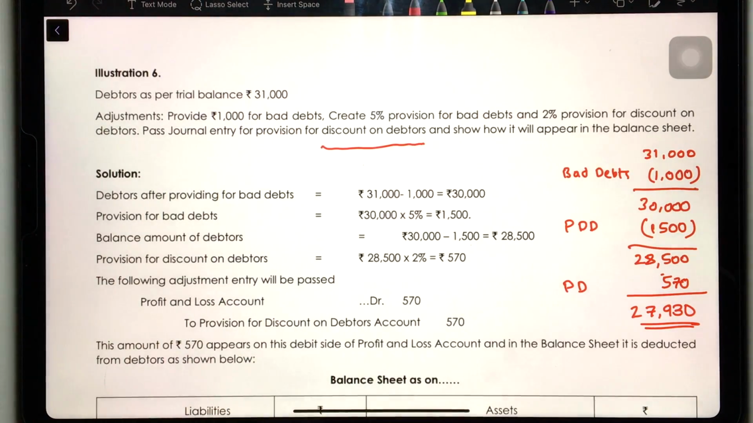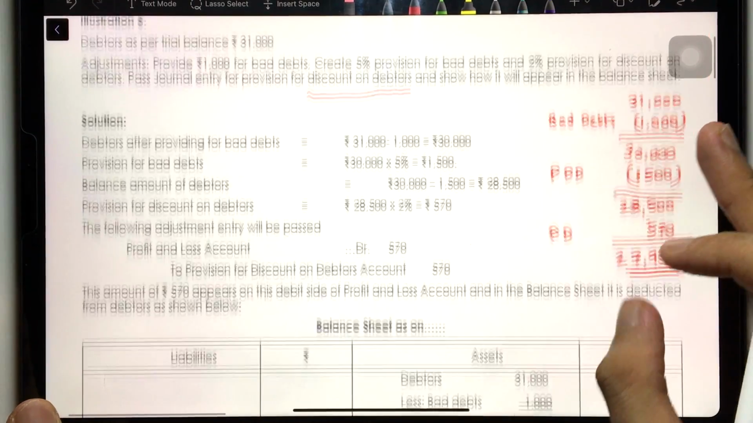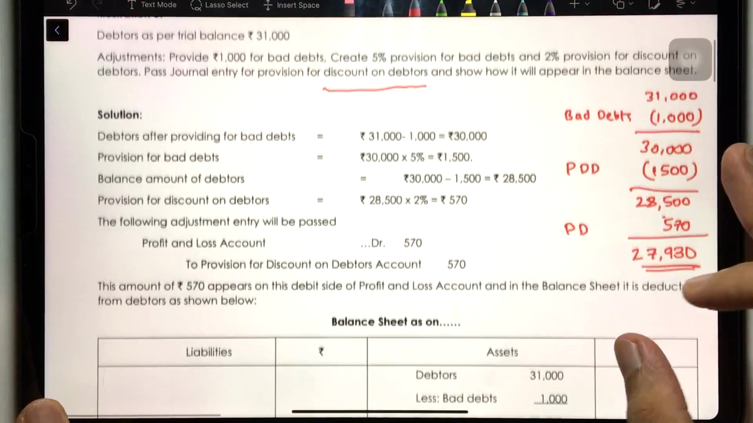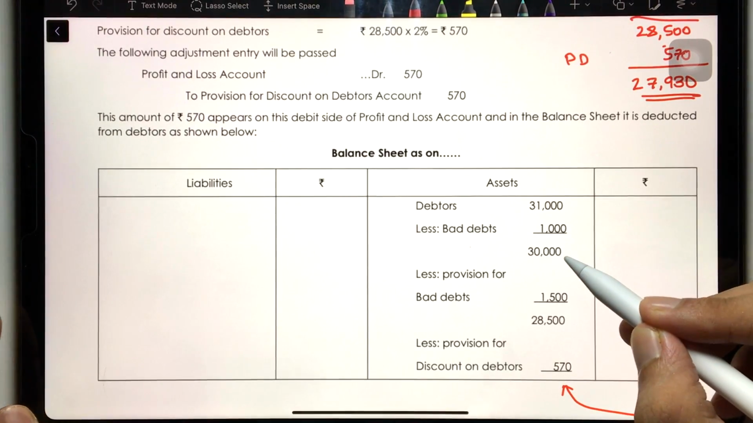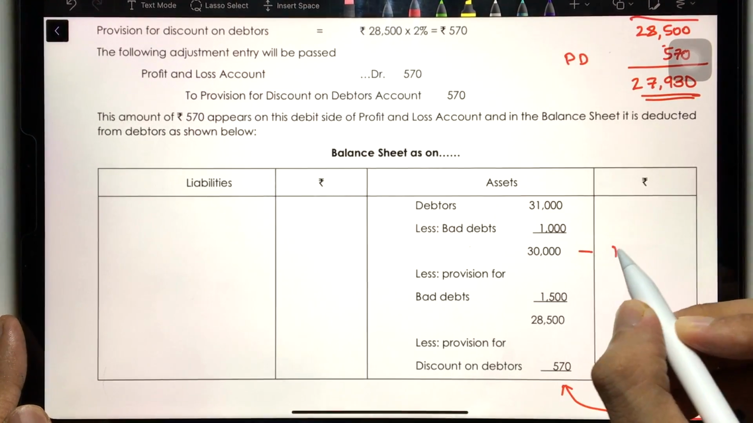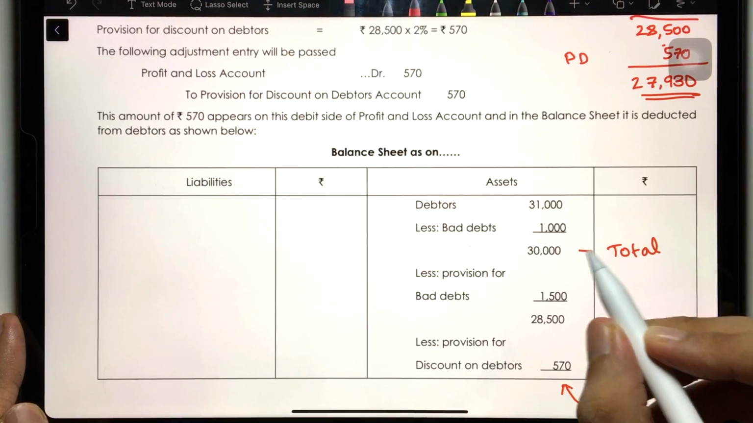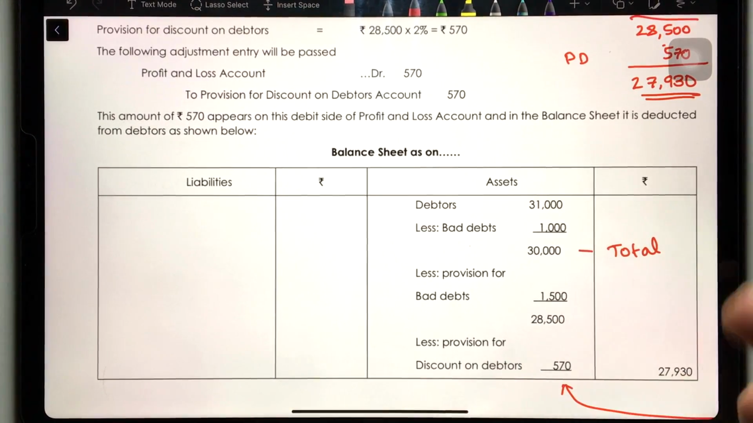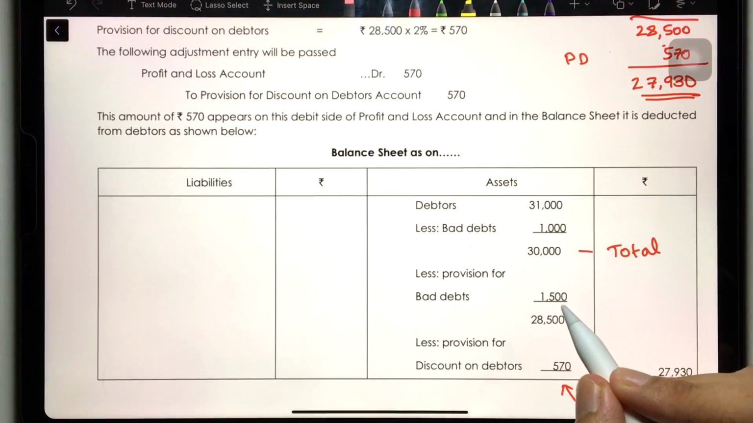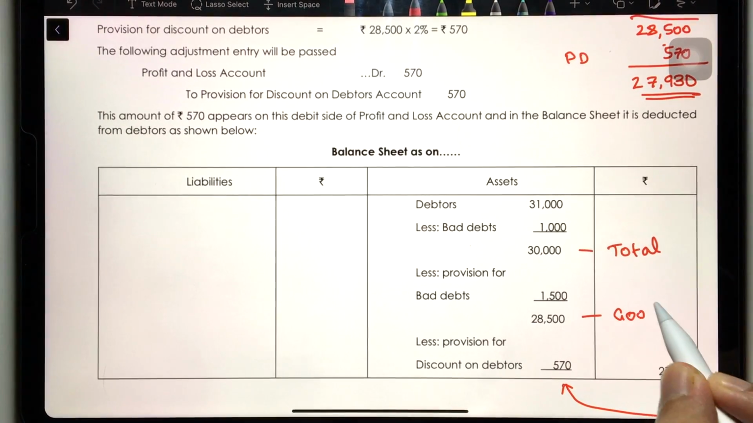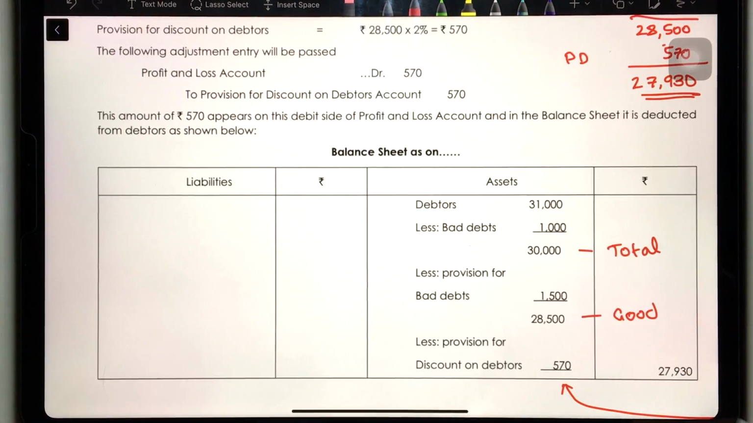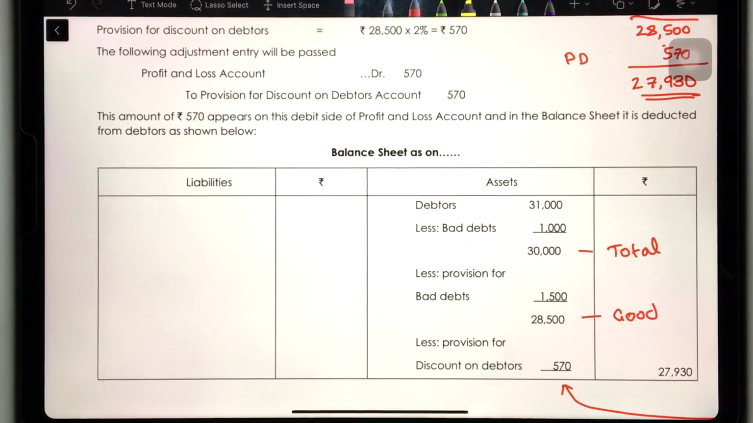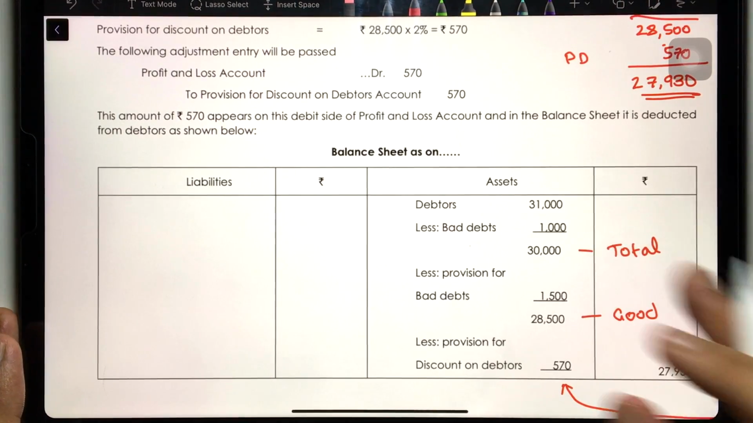So this is the journal entry, and then how it will be presented in the balance sheet. See, this is how it will be presented in the balance sheet. The same rough calculation. Okay, the debtors according to trial balance minus further bad debts, we got 30,000. These are our total debtors. From total debtors we calculated the 5% provision for bad debts. We subtracted that, then we got good debtors, right? On good debtors we calculated the discount provision, we subtracted that, and we got the fair, proper value of the debtors. That is 27,930. Simple, easy.